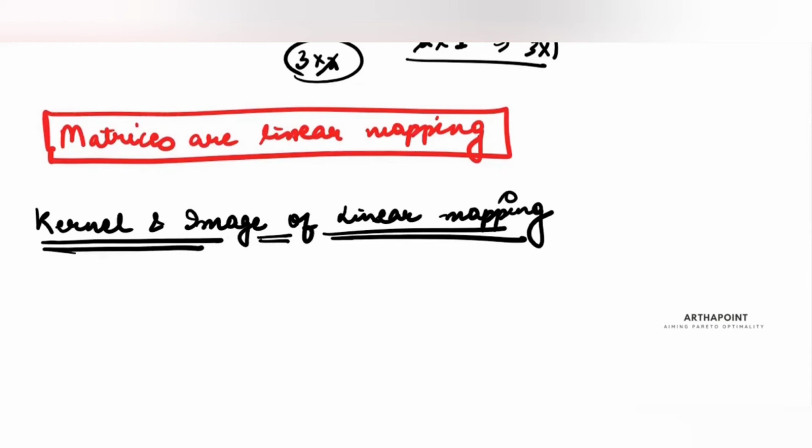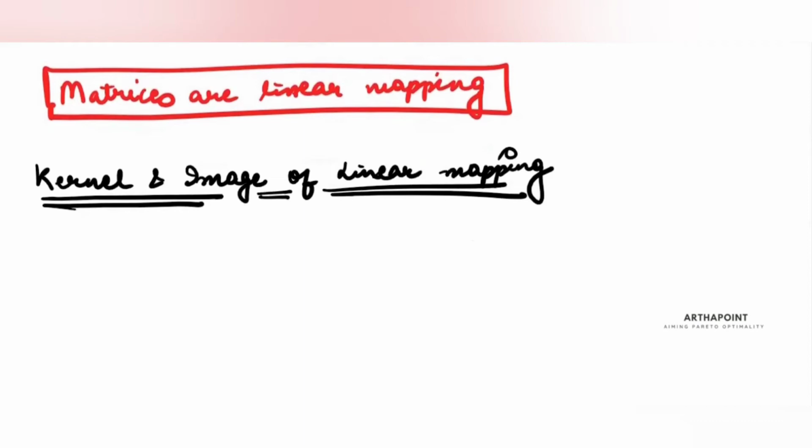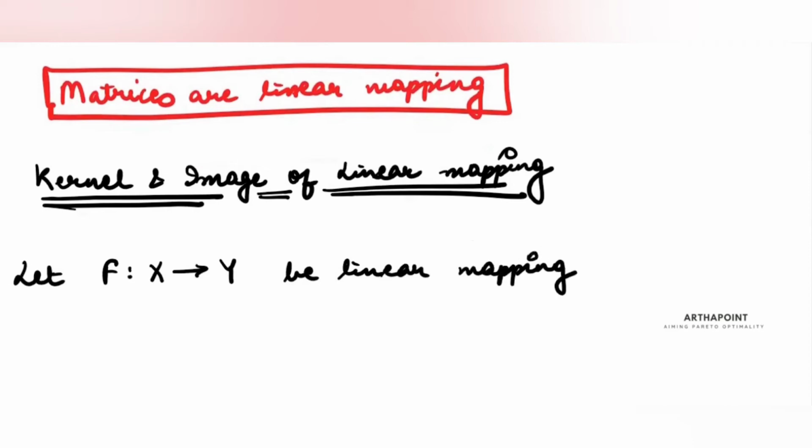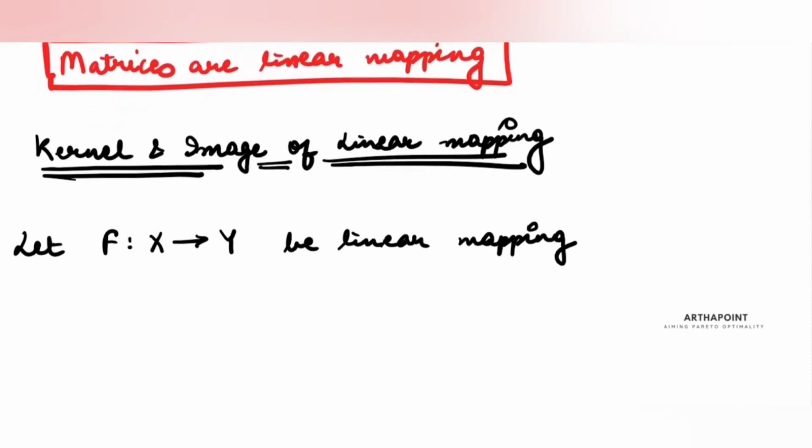Okay, now let's understand what is a kernel of a linear mapping. Please write down: let f be a function that goes from X to Y, and let this be a linear mapping. If it is a linear mapping, it satisfies those two properties that we just discussed. Now, in this case, the kernel of f is any x belonging to X such that f of x is 0.